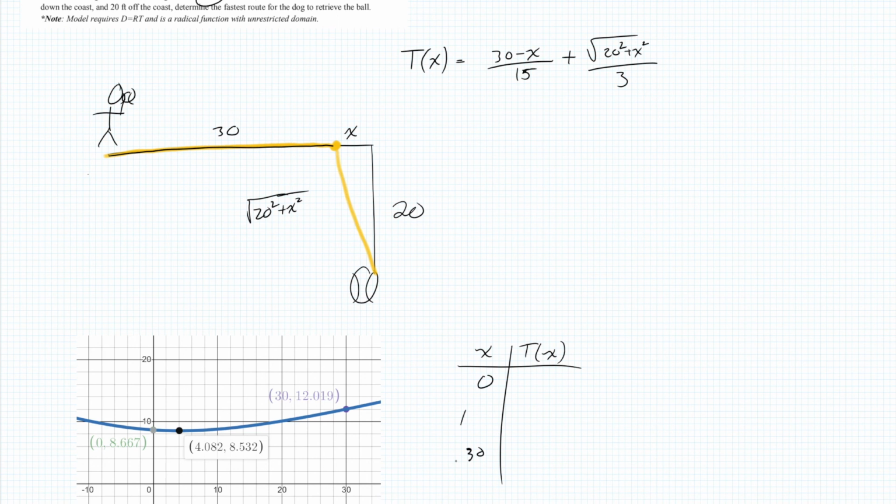So you could think of this as if he swims 0 feet, then the time is 8.667 seconds. If he swims 4.082 feet, then the time will be 8.532 seconds. And if he swims 30 feet, then the time will be 12.019 seconds. So the optimal path was going to be that middle one right there.